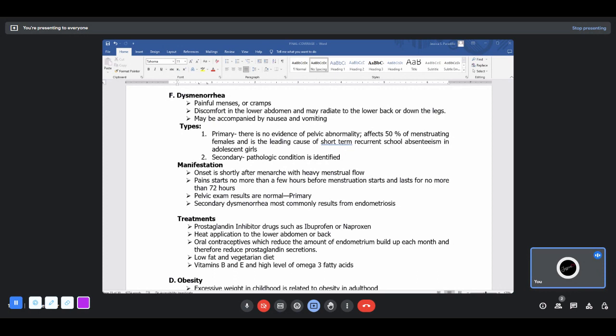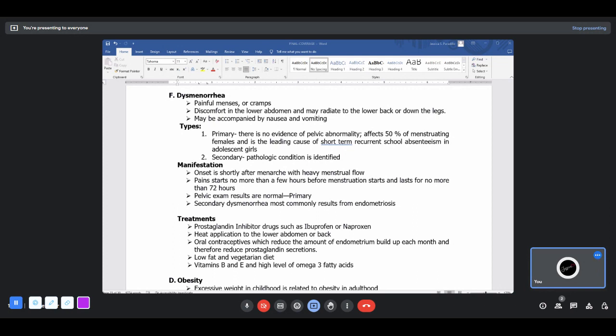Secondary dysmenorrhea. This most commonly results from endometriosis. Okay, when we talk about endometriosis, it is a disease in which tissue similar to the lining of the uterus grows outside the uterus. It can cause severe pain in the pelvis and make it harder to get pregnant. So yan yung manifestations for primary and secondary din natin.